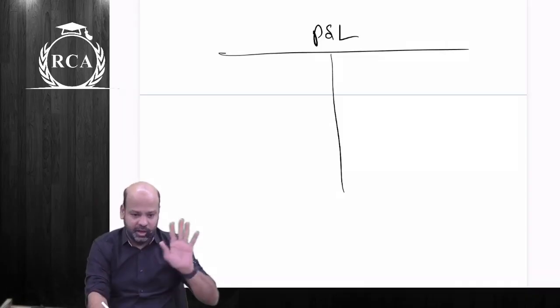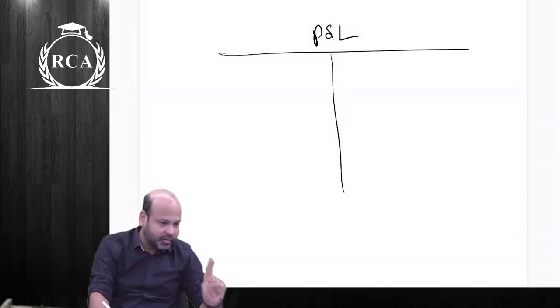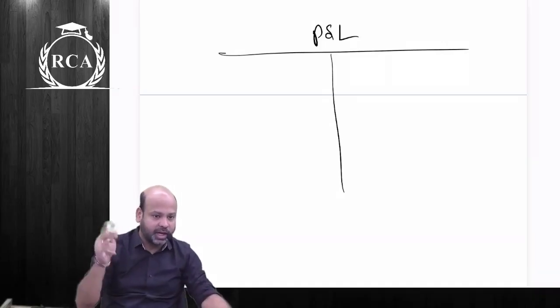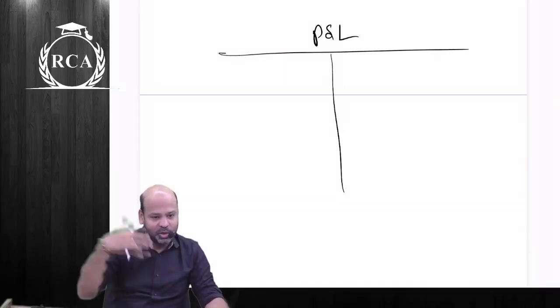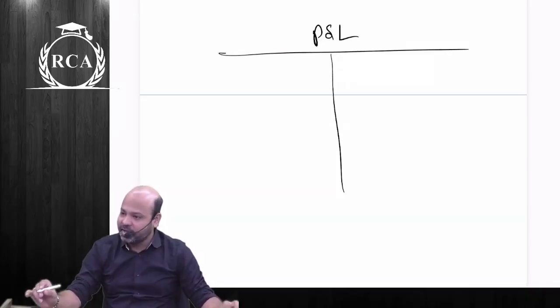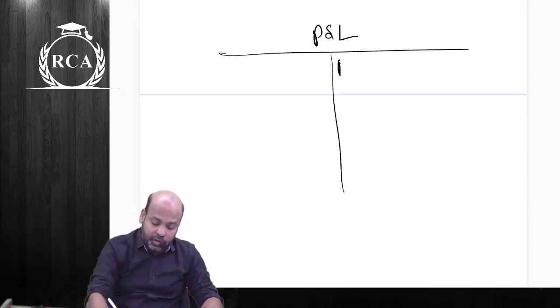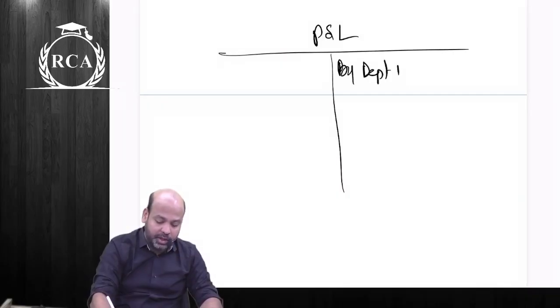It's not like in real life, beta, one department will work only in one year and the other department will work in another year, with a yearly break. Are we clear about this? So you will book all the profits, department 1, department 2, department 3, whatever there are, beta.